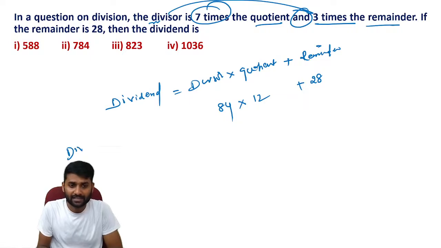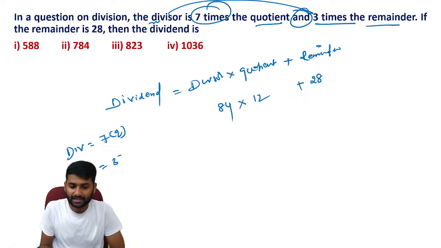See, the divisor is 7 times the quotient. The divisor is 3 times the remainder. We know that the remainder is 28, and 28 into 3 is equal to 84. If you substitute 84 here, then the quotient must be equal to 12.